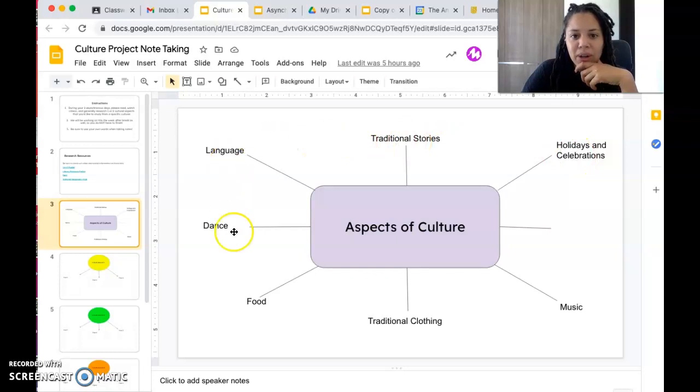Now, these are all parts of culture. I think that it's probably easiest to find stuff about language and how that's changed over time, dance, food, traditional clothing, music, holidays and celebrations. The traditional stories and values and beliefs are maybe going to be a little bit harder to find, but it doesn't matter. You can just choose one of these areas and start researching it. Okay, so this is here to help guide you.